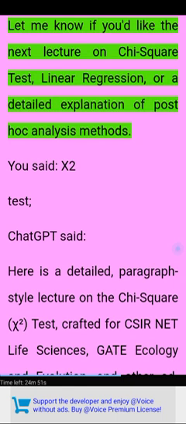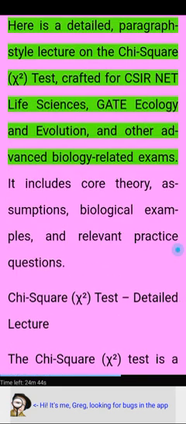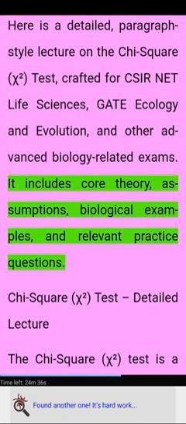Let me know if you'd like the next lecture on chi-square test, linear regression, or a detailed explanation of post hoc analysis methods. You said: X2 test. ChatGPT said: Here's a detailed, paragraph-style lecture on the chi-squared test, crafted for CSIR NET Life Sciences, GATE Ecology and Evolution, and other advanced biology-related exams. It includes core theory, assumptions, biological examples, and relevant practice questions.